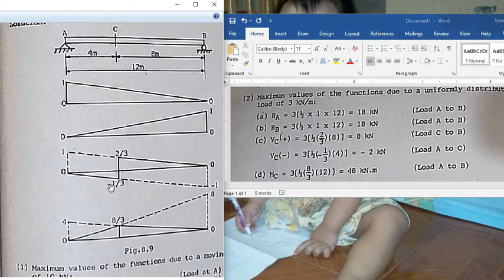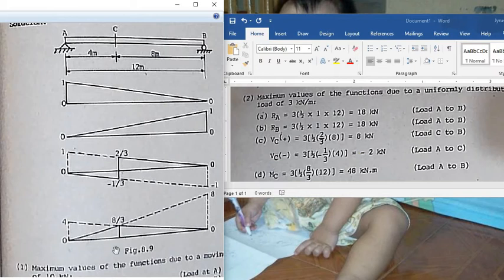And then yung negative shear naman, ito, again, that is the area of this triangle multiplied by the load na 3 kilonewton per meter. So, yung area nitong lower triangle, that would be 1/2 times negative 1/3 times the length na 4 meters multiplied by the uniform load na 3, which will give you negative 2.